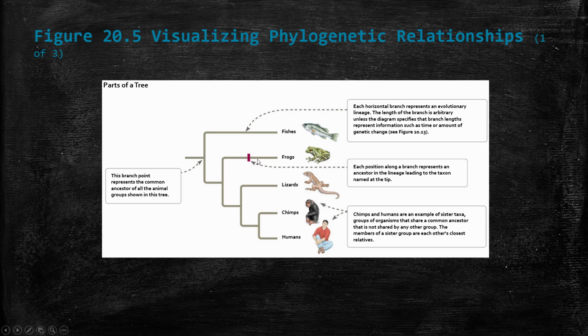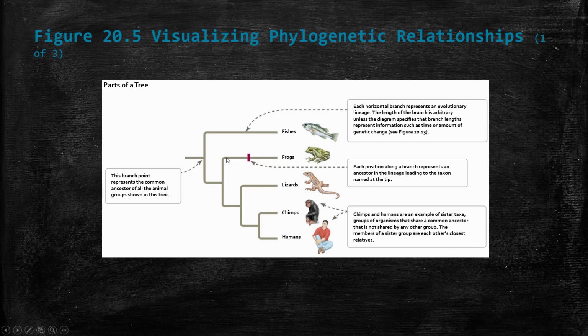Any position along this line can represent an ancestor. There'd be like thousands, hundreds of ancestors potentially along this branch. It doesn't mean we know them all, but if we find a fossil, we might go, oh, that's a fossil that probably fits in right here, for example.